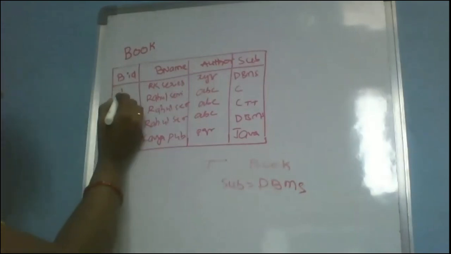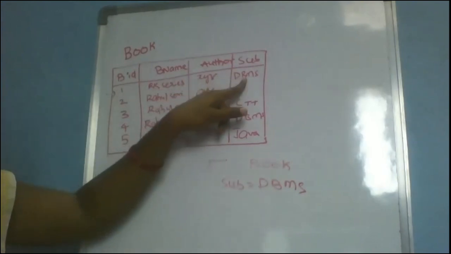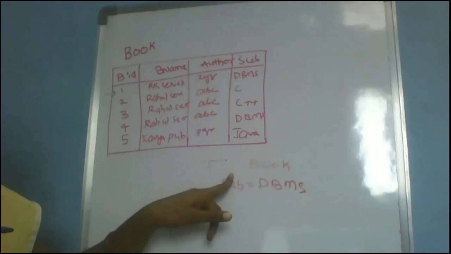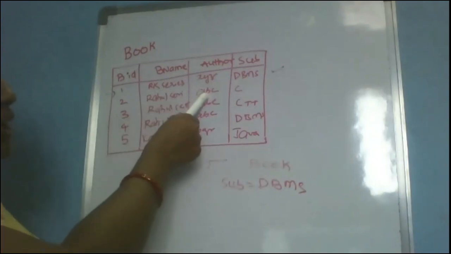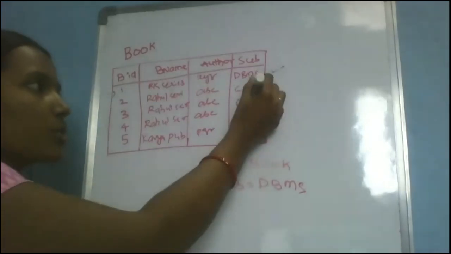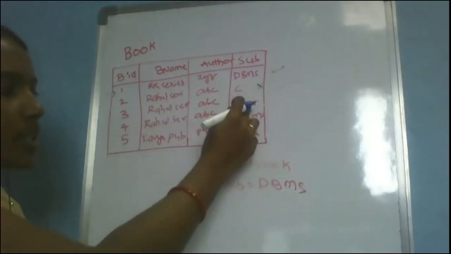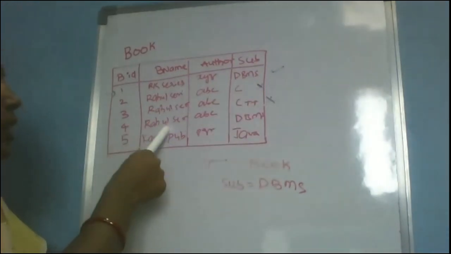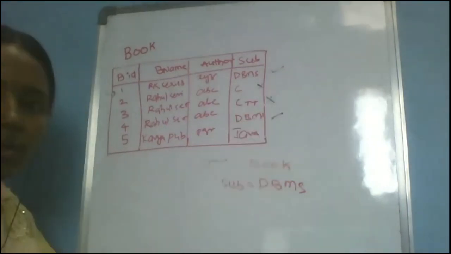Take the first row: book ID, RK series, XYZ, and the subject is DBMS. Is it satisfying your condition? Yes, so it will be displayed. Next, second, Rahul series, ABC author, it is a C language book. Does it satisfy our condition? No, so you should not consider this one. Next, third, Rahul series, ABC, C++ book. Not satisfying, so it is not going to display. Next, the fourth, Rahul series, ABC, DBMS book. Is it satisfying our condition? Yes, so it is going to display.